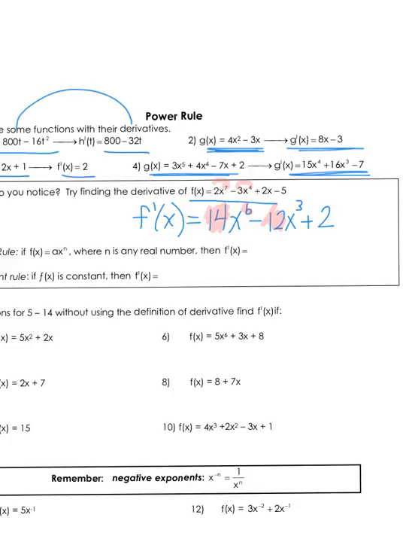In the next one, the exponent's not written. I'm just going to write the term 2x up here. It would be 2x to the first. So 1 times 2 is going to give me 2. And then x minus 1 would be x to the 0, but we never write x to the 0. X to the 0 is just 1. That's why that just turns into a 2.